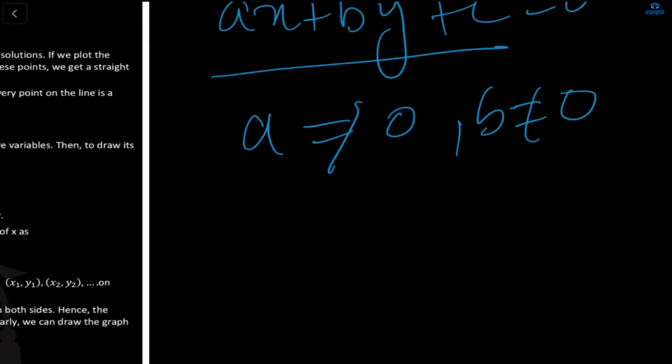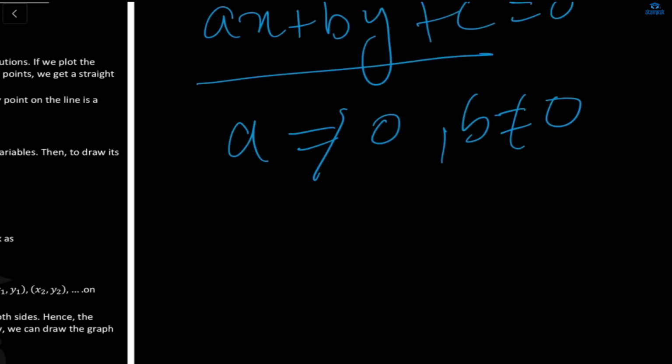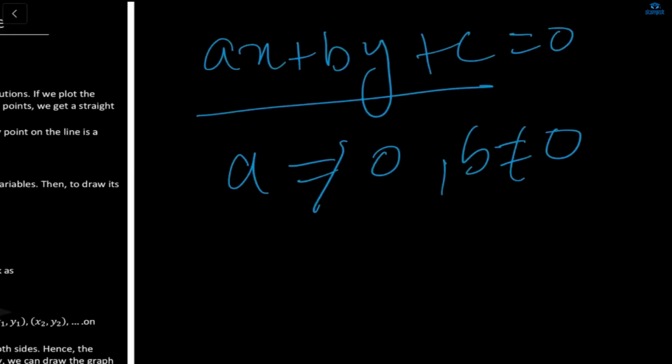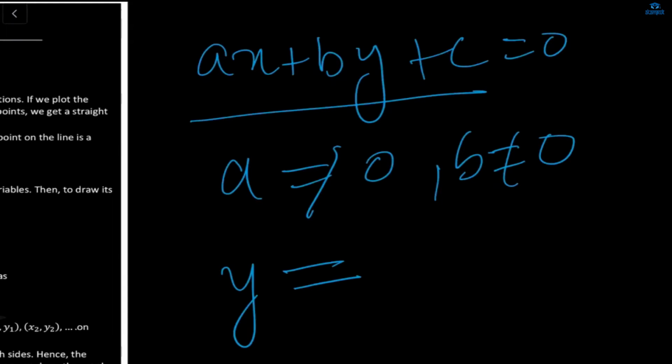Now this is your general equation. When we are going to plot points, we will always plot the graph with respect to y, meaning we make the equation with respect to y. So we'll keep y on the LHS and everything else on the RHS. Now when you bring everything to the RHS, what will it be? y equals minus a by b x minus c by b.